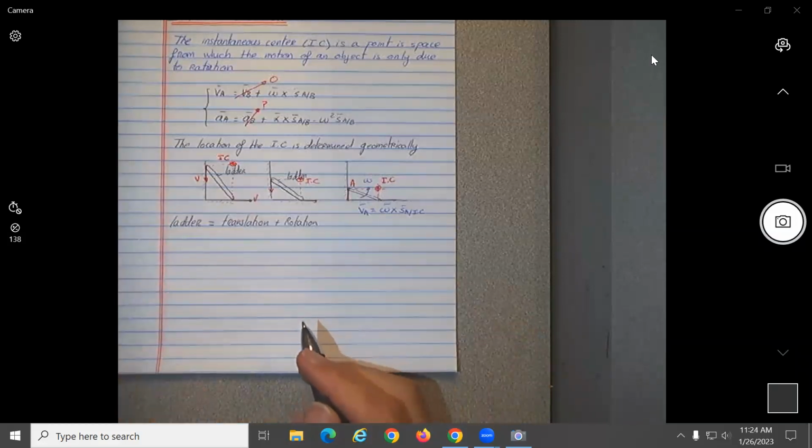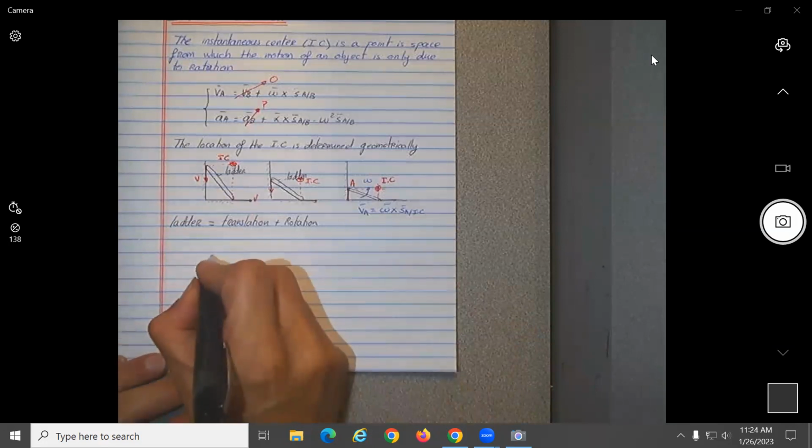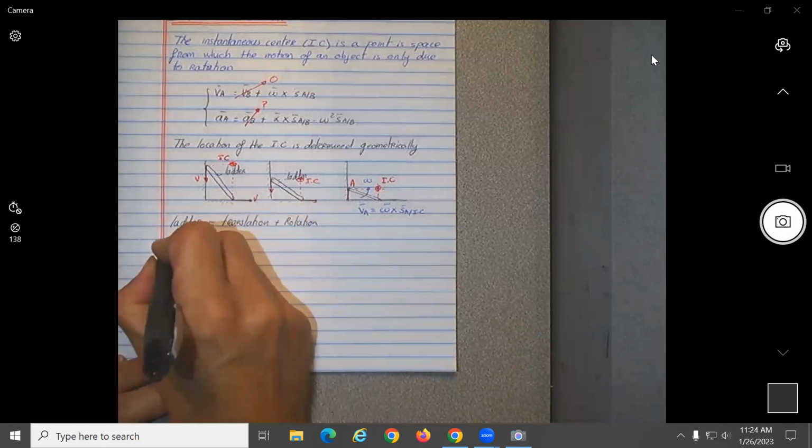The other example that is being used, and in this case we need it, is the instantaneous center.